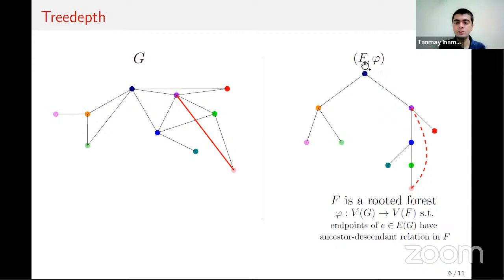So a tree depth decomposition is a pair of a forest F, which is rooted at some vertex, and a bijection phi. This bijection satisfies the property that if you have an edge between a pair of vertices in G, then the corresponding vertices in F must have an ancestor-descendant relation. So here you have this edge between this purple and pink vertex, so they have this ancestor-descendant relation. And then the depth of this decomposition (F, phi) is just the depth of this forest. And then the tree depth of the graph will be the minimum depth over all tree depth decompositions.